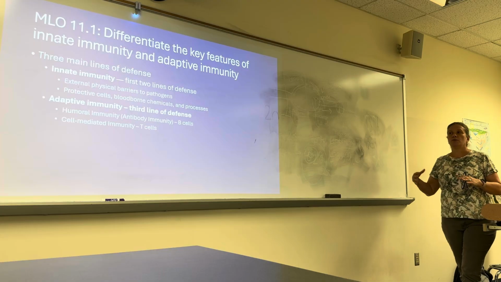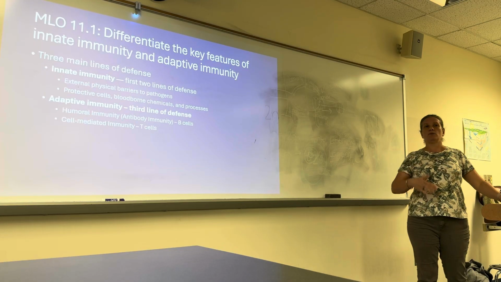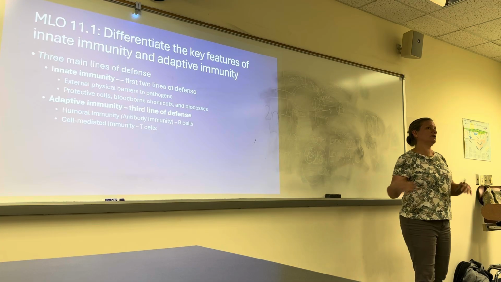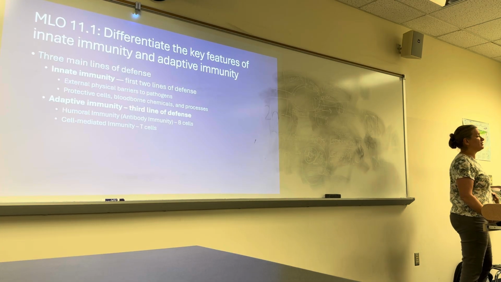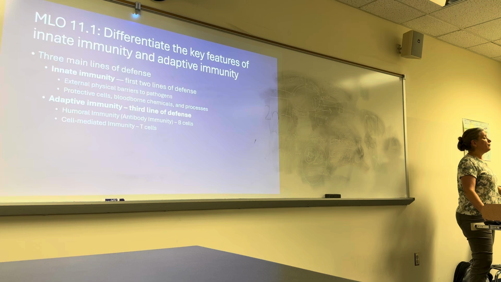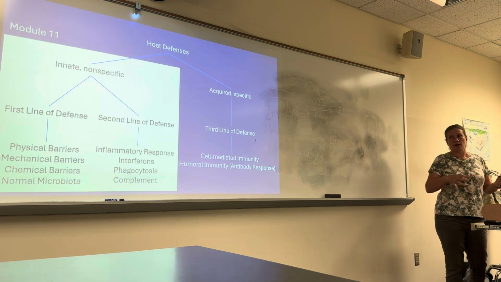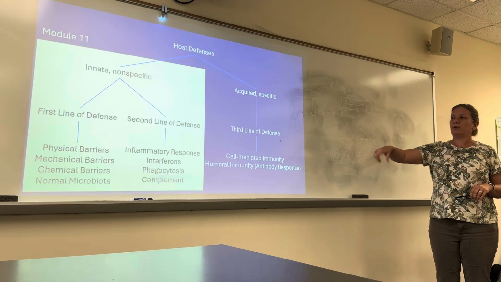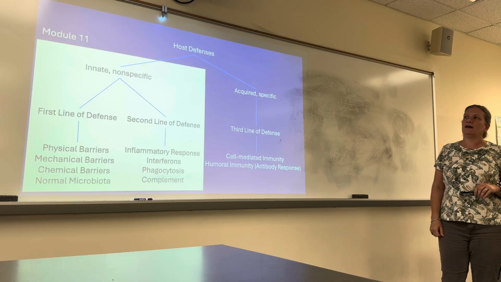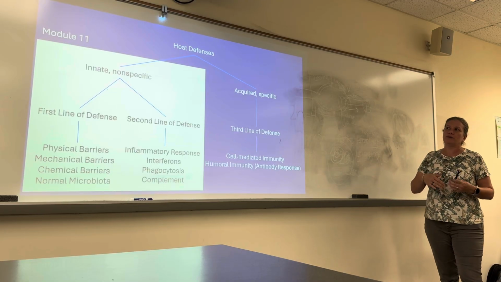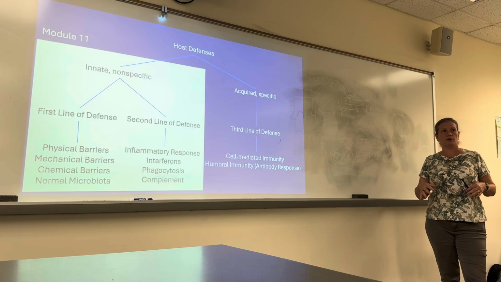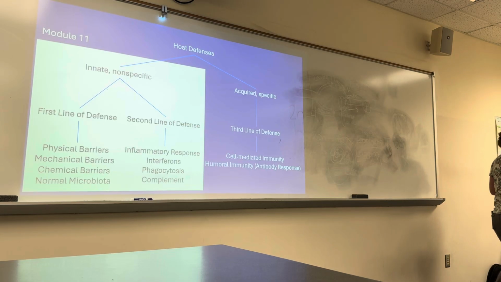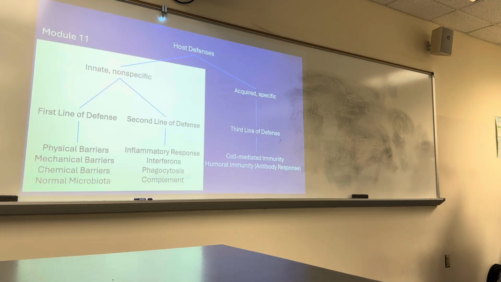Now, the adaptive immunity side, that third line of defense, is what we talk about in more detail in module 12. Okay, so in this module we're putting those two processes aside. So when you break it down, the portion that I have highlighted in yellow is module 11, which we're going to be talking about for this particular module. And that's that innate, non-specific response, okay? Where we're going to be looking at that first line of defense.